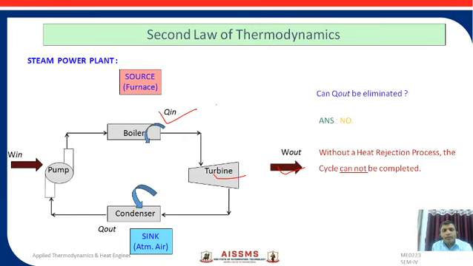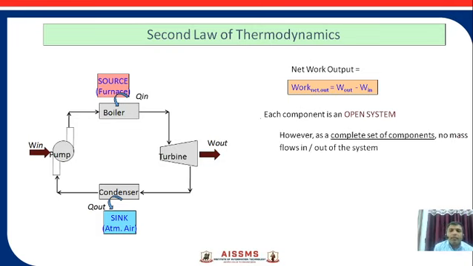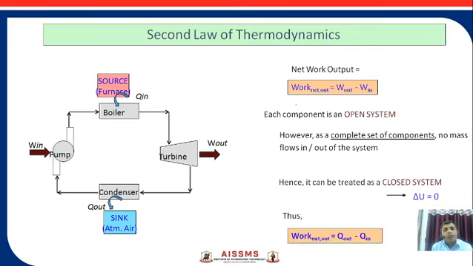As per the law, we can write the net work. Net work output is whatever Q in we are taking minus Q out, or W out minus W in. Here there is a set of components and no mass flow in and out of the system. In a closed system, the internal energy change inside the system is 0. So W net is equal to Q in minus Q out. The heat is rejected to the condenser, which is the heat sink, and the boiler or the furnace is the heat source, which produces the net work.